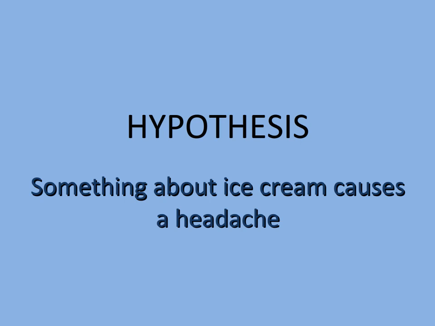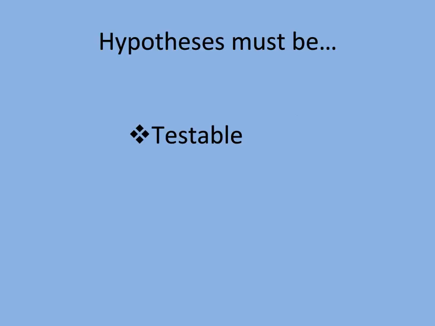Let's check. A good hypothesis must be testable, meaning you can test it. Can we test something? No. We have to be more specific. A good hypothesis must be repeatable, meaning you need to be able to test the hypothesis many times. Also, other researchers must be able to test your hypothesis.